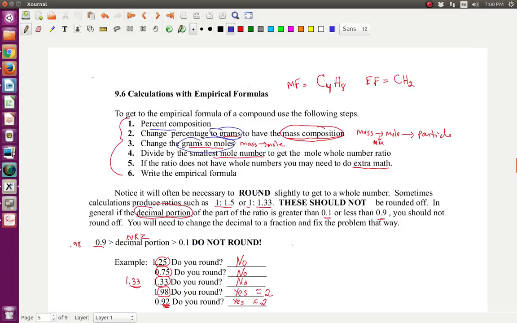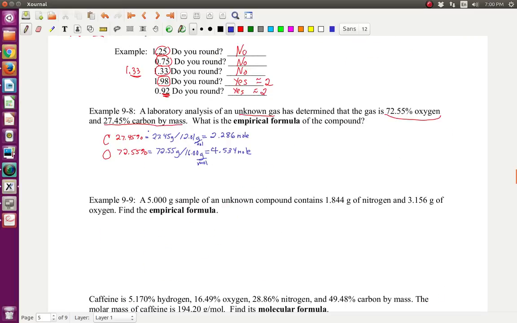So what's the next step I listed? Divide by the smallest mole number. So 2.286 is smaller than 4.534. I'm going to mix it up by using green now. So I'm going to divide both of these by 2.286. Obviously 2.286 divided by itself is a 1, because I'm looking for a ratio. And 4.534 divided by 2.286 is, let me look at my stuff over here, 1.92.